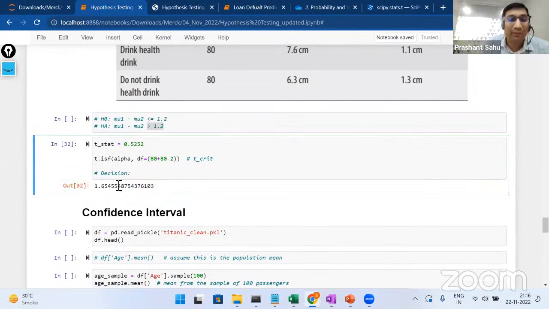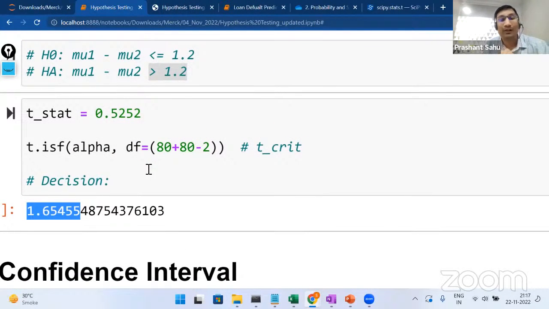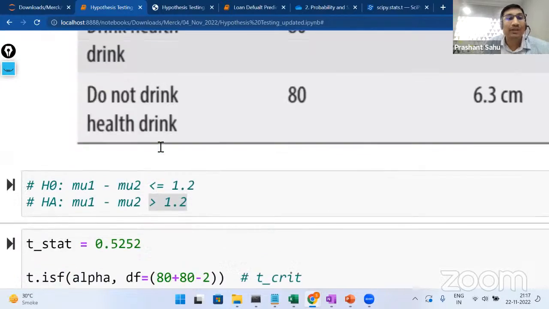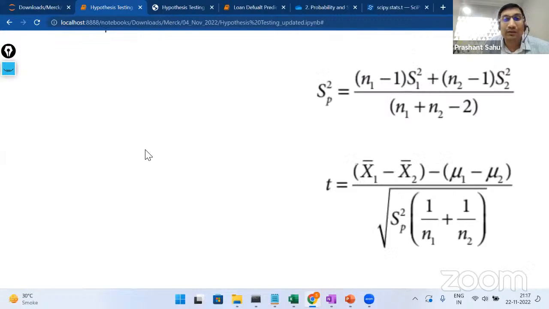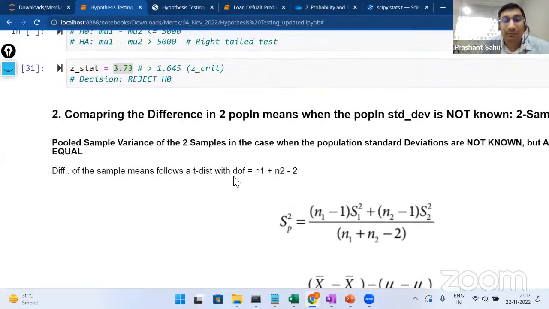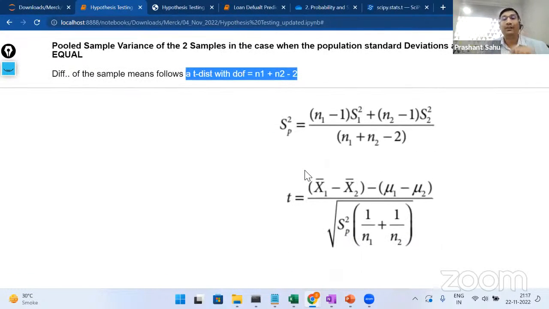So what is the critical value? 1.654. This time I have to calculate because this is a T distribution. One more statement I think we missed: it's a T distribution with a degree of freedom of N1 plus N2 minus 2. Why minus 2? Can you tell me now?